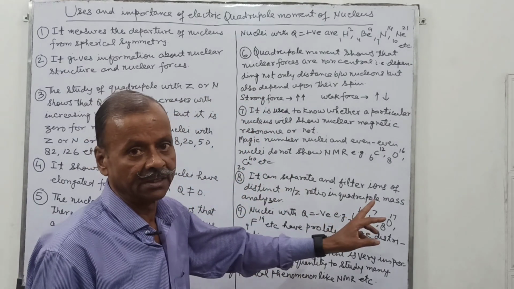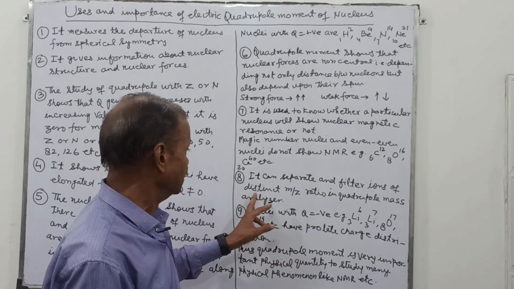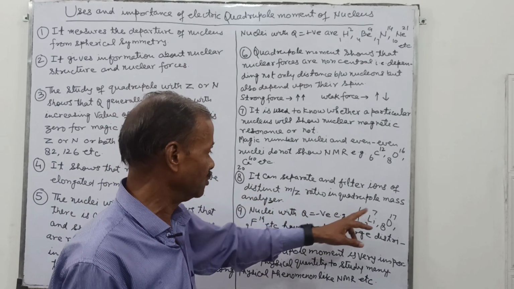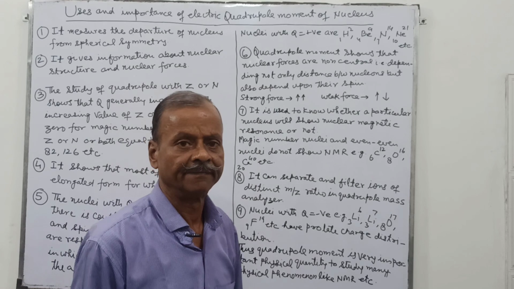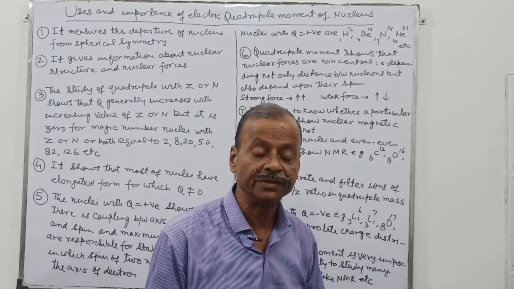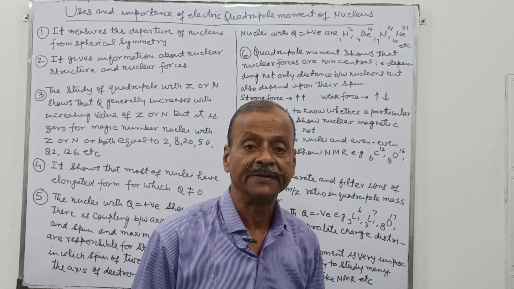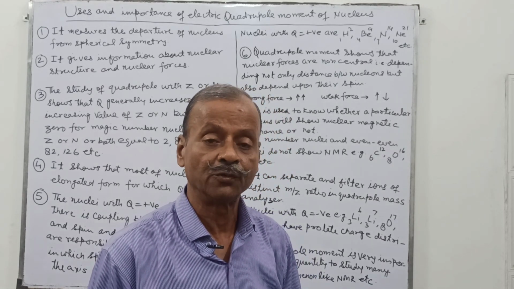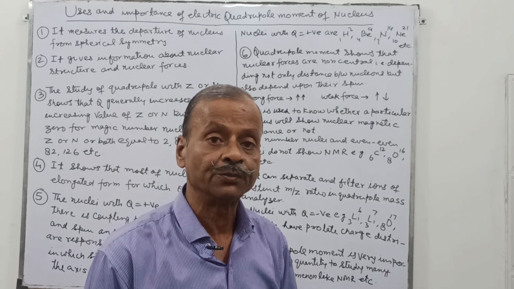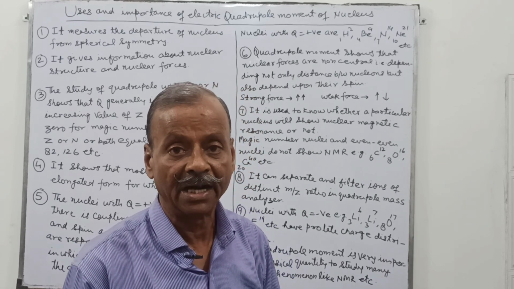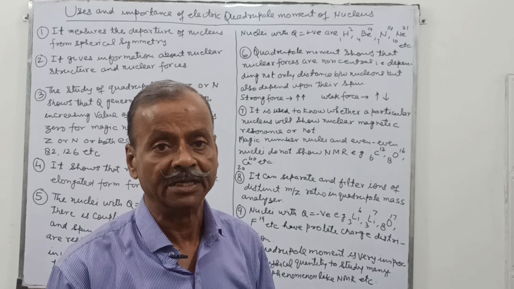It can separate and filter the ions of distinct m/z ratio in a quadrupole mass analyzer. There is a quadrupole mass analyzer in which we analyze different types of ions. So this study of quadrupole moment is also useful to obtain distinct ions with the value of m/z.